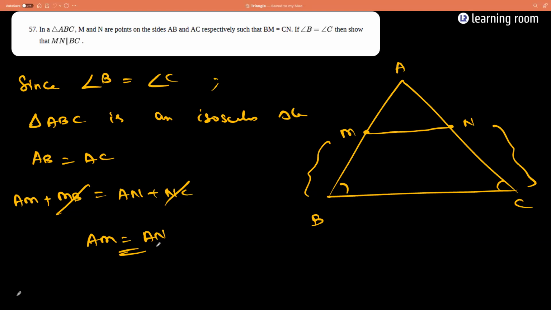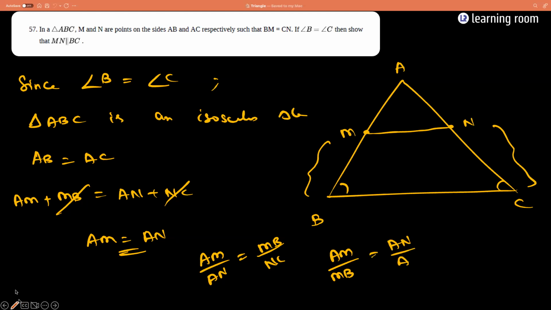Then I can write AM by AN is equal to MB by NC because they are in the ratio 1:1. Are you able to understand what I'm writing? Now I will rearrange it and write AM by MB is equal to AN by NC. So is this not the converse of the basic proportionality theorem? So what can you say? That the line MN is parallel to BC.